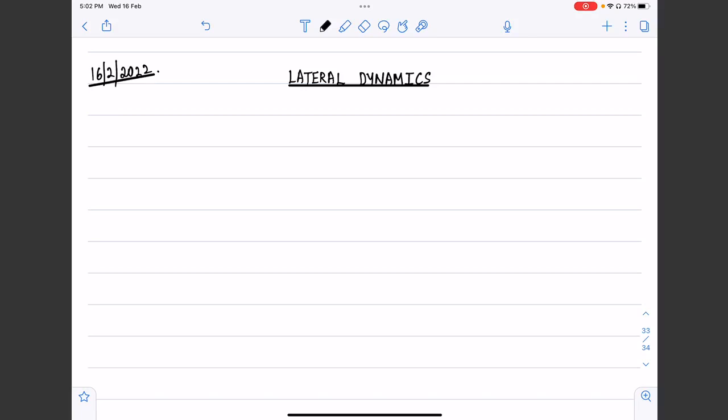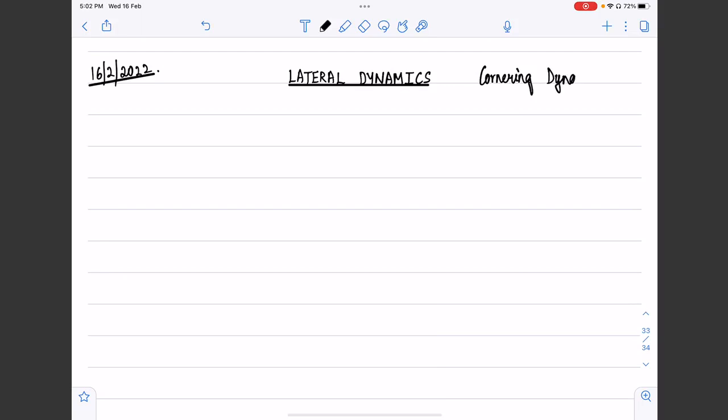Of course, the scope of the course, as I mentioned at the beginning, will be four-wheeled, single-unit, two-axle road vehicles. Okay, so that will be the scope of this. So let's start with lateral dynamics. Of course, lateral dynamics is also called cornering dynamics. Due to the fact that we turn a corner, it's also called cornering dynamics. That's an alternative name given to lateral dynamics.